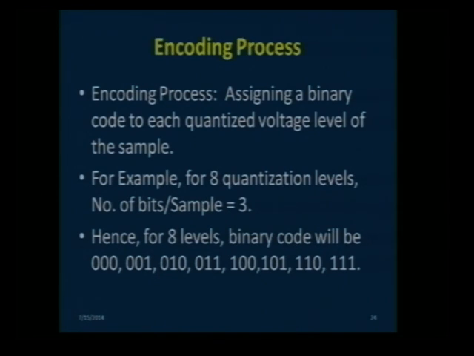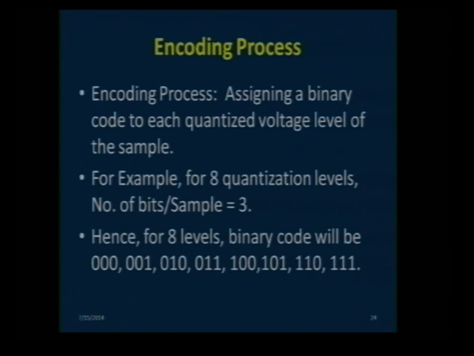So the assigning of these particular codes to each standard amplitude is referred to as the process of encoding. That is the important thing to understand. What is encoding? Because of the quantizer and encoder, understand the distinction. The quantizer simply produces standard voltages. The encoder assigns codes to these particular voltages.